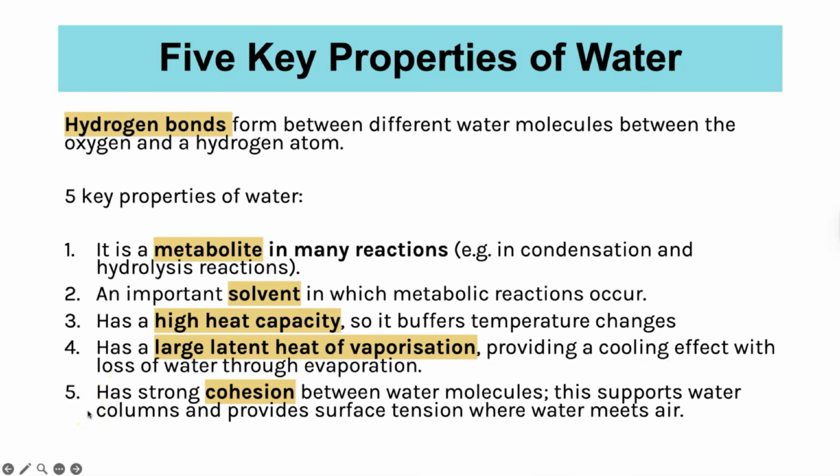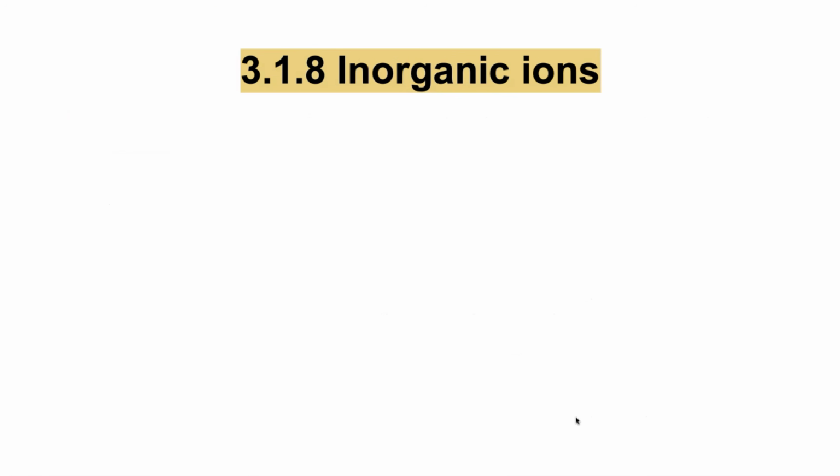And number 5, it has strong cohesion between water molecules. And that is because of the hydrogen bonds. Cohesion meaning like sticking together with those hydrogen bonds. So because water molecules form these hydrogen bonds between each other, they all stick together and you can get these continuous columns of water inside of plants, inside of the xylem, which comes up in the cohesion tension theory of topic 3. And also it provides surface tension where water meets air, meaning that you can actually balance some items on top of water, and that provides a habitat for organisms.